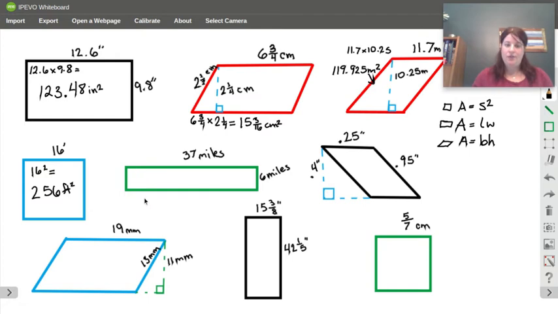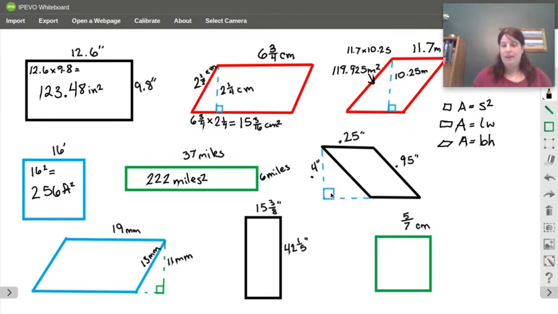This rectangle is 37 miles by 6 miles. So it's a rectangle. We're going to use this one. We're going to use our length times width. So we do 37 times 6, and we end up with 222 miles squared, or square miles.